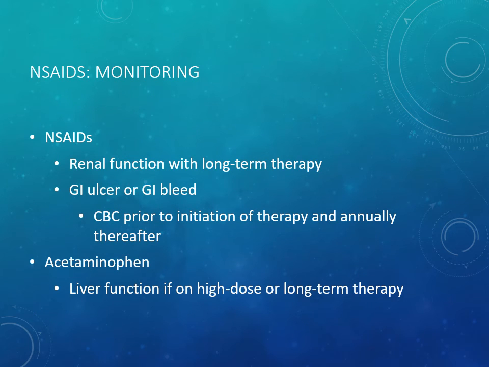As I have certainly made clear, renal function needs to be monitored, especially in long-term therapy, and we need to monitor for GI bleed or ulcer symptoms. We may need to check a CBC. It could be an insidious loss of blood over a long period of time. And acetaminophen, if we're using that instead of NSAIDs, we may need to monitor liver function, but usually only for very high dose or long-term therapy.